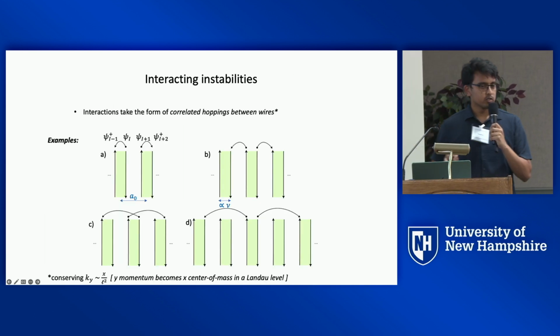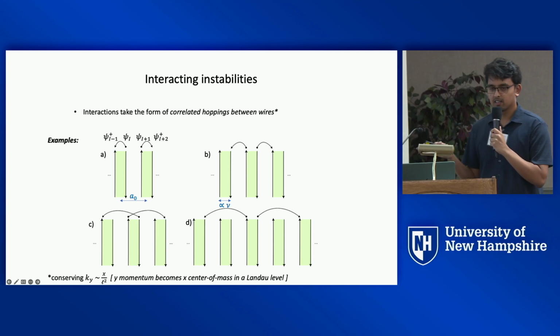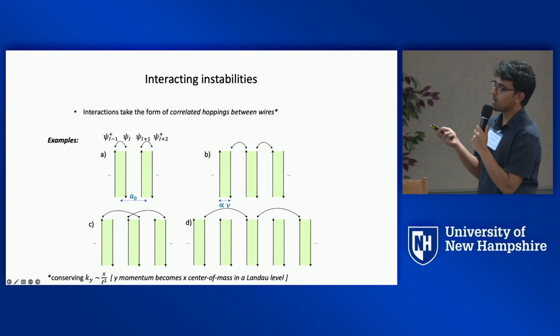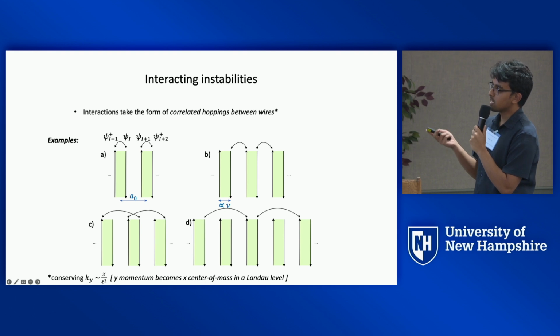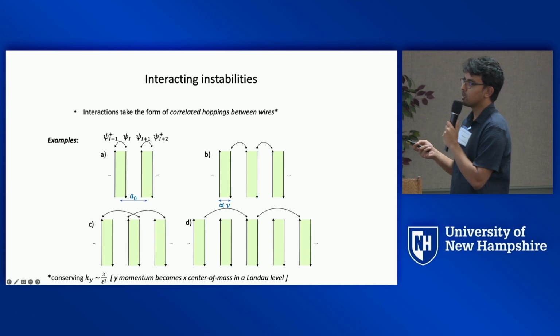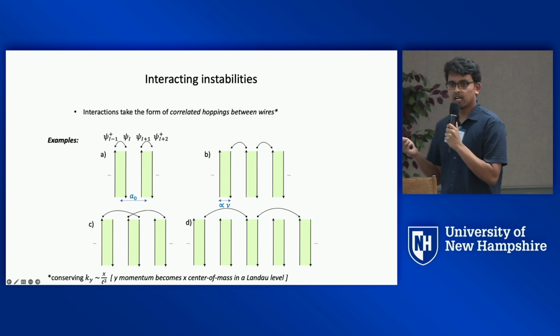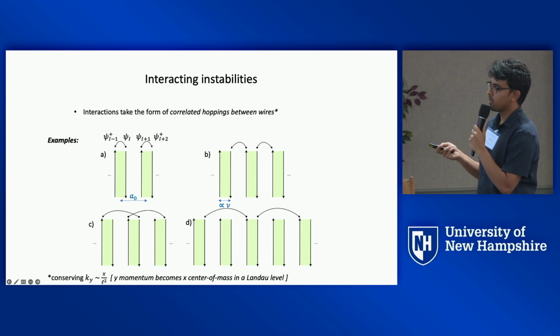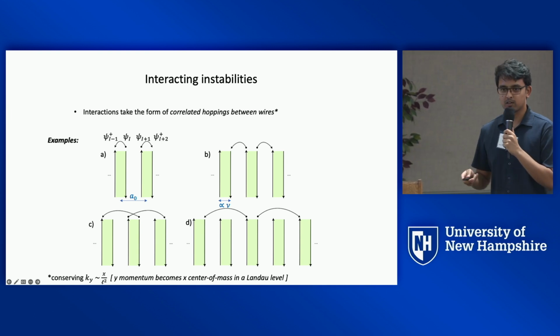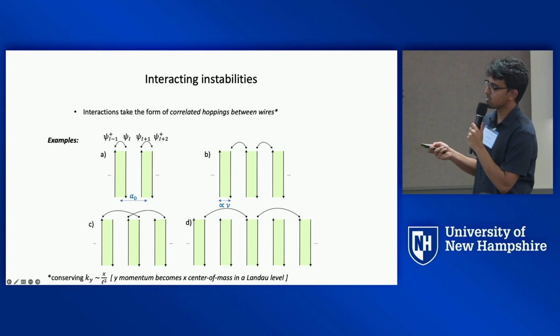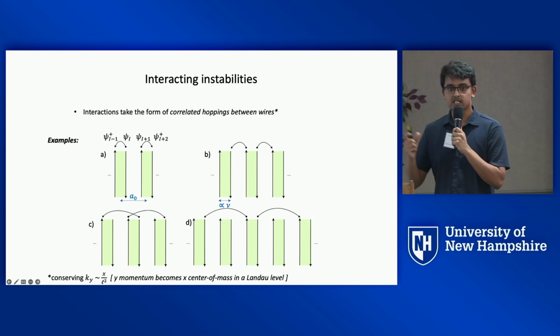Okay, so now I just want to introduce the interacting instabilities of the model. It turns out that the interacting instabilities are of this form. I've illustrated it as a 4 fermion operator, and you can think of this as a correlated hopping. The wires are coupled as soon as you turn on interactions, and they couple in a certain way, which I've given 4 examples here, and I think the examples basically serve to illustrate the most general form. They're correlated hoppings in each direction, same distance along x.